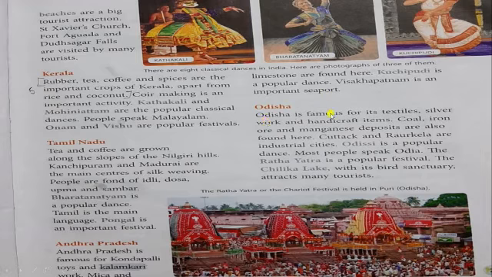Odisha. Odisha is famous for its textiles, silverwork and handicraft items. Coal, iron ore and manganese deposits are also found here. Cuttack and Rourkela are industrial cities. Odissi is a popular dance. Most people speak Oriya. The Rath Yatra is a popular festival. The Chilka Lake with its bird sanctuary attracts many tourists.